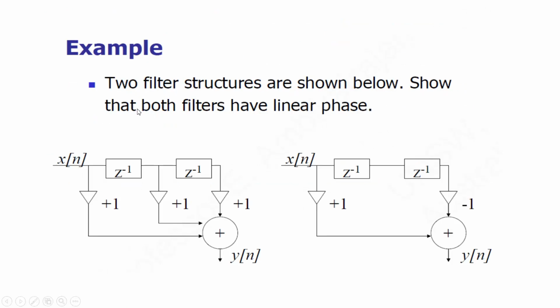To verify what is said in the last slide, I have an example here where two filter structures are shown below, and we have to show that both filters have linear phase response. This is one filter, this is an FIR filter, as there is no feedback path, only feed forward paths. This is another feed forward system, no feedback path, and we have to prove that these two systems are linear phase systems.